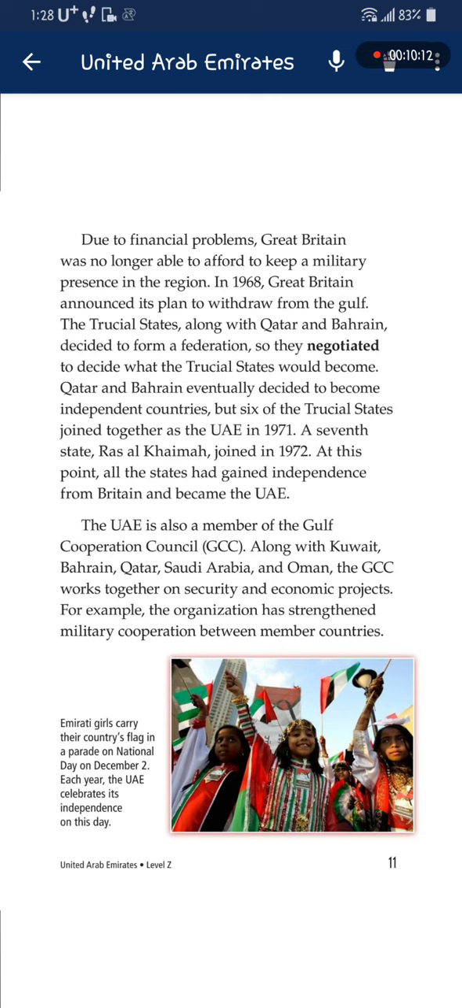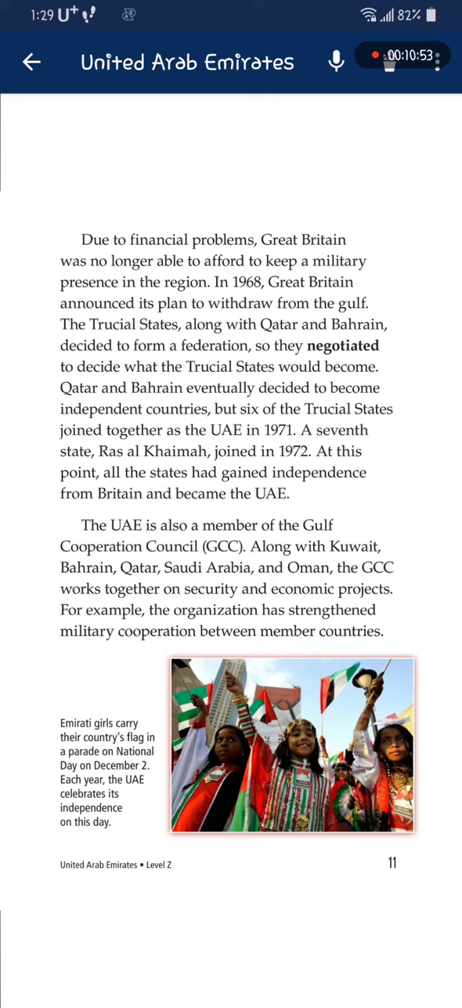Due to financial problems, Great Britain was no longer able to afford to keep a military presence in the region. In 1968, Great Britain announced its plan to withdraw from the Gulf. The Trucial States, along with Qatar and Bahrain, decided to form a federation. So they negotiated to decide what the Trucial States would become.